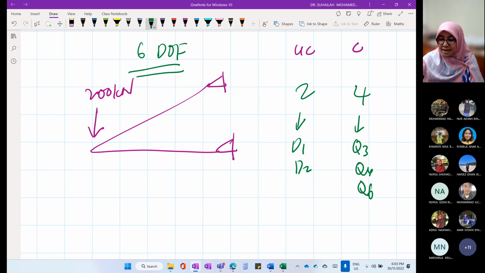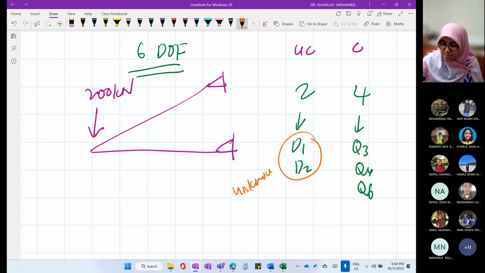Okay, this means that this is the unknown displacement. Please watch the video from this morning, because I gave the definition of D1, D2, D3 in wording, the physical meaning. Watch the video from this morning.